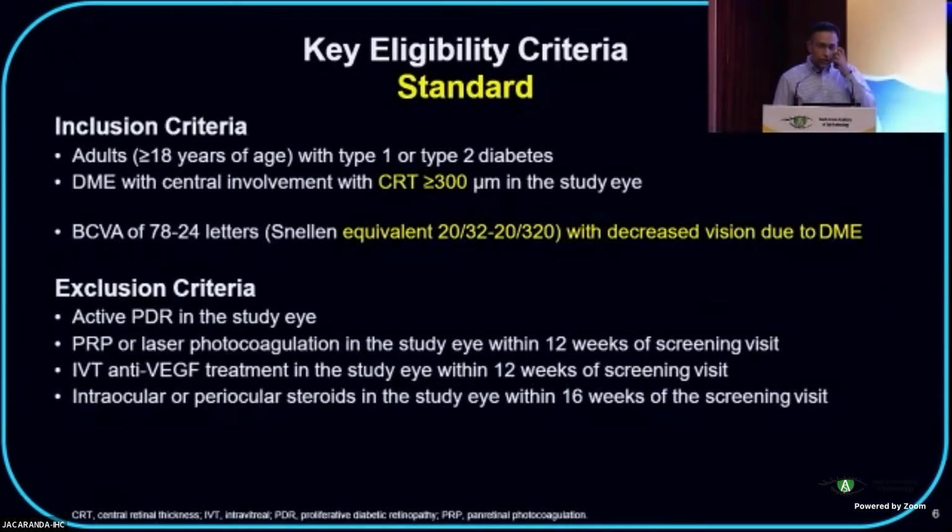I think the inclusion criteria were very standard. They took adult patients with type 1 or type 2 diabetes, CME, central retinal thickness more than 300 micron in the study eye, and Snellen acuity of 20/30 to 20/320. They, of course, excluded anybody who had recent treatment in any form like PRP, anti-VEGF, or steroids.